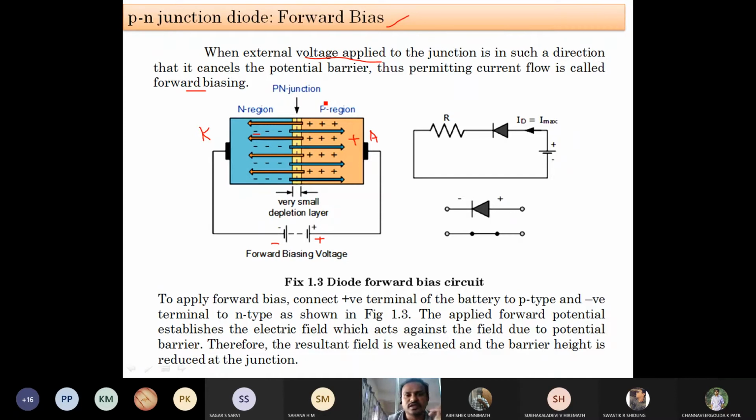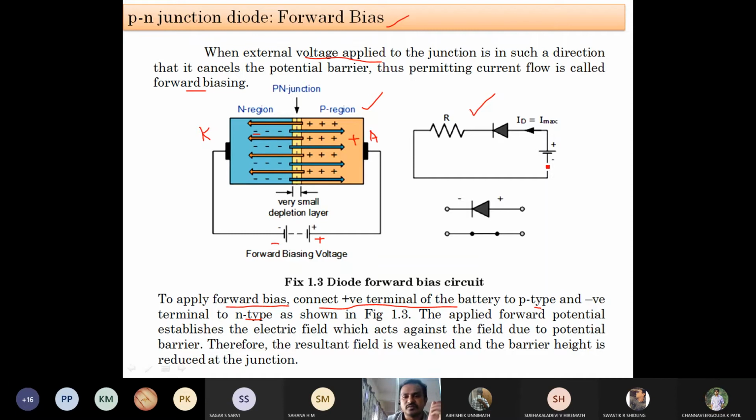You will understand this technical definition once I talk about the flow of charge carriers. To apply forward bias, connect the positive terminal of the battery to the P type, that is the anode, and the negative terminal to the N type, as shown in the figure. This one is the construction diagram. This one is what we call the circuit diagram. The circuit is nothing but all the components represented in symbolic fashion.